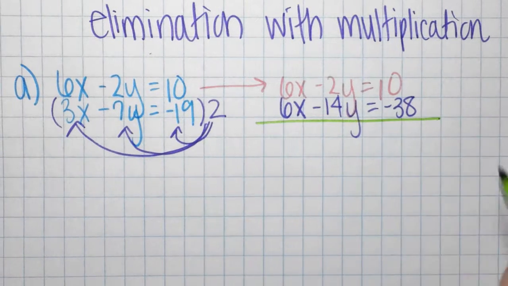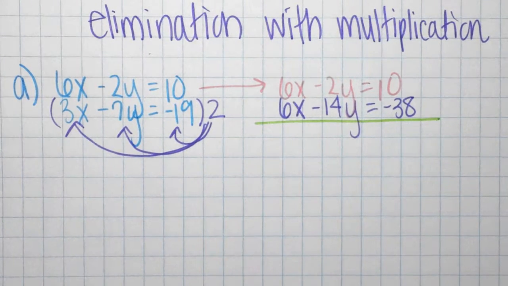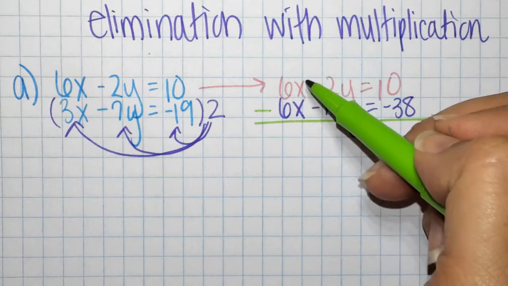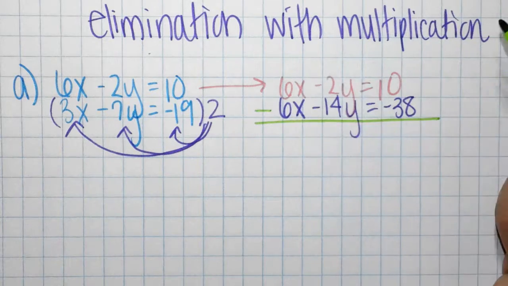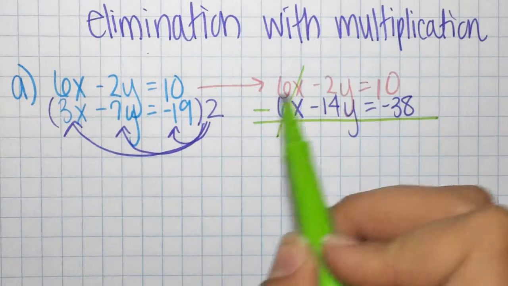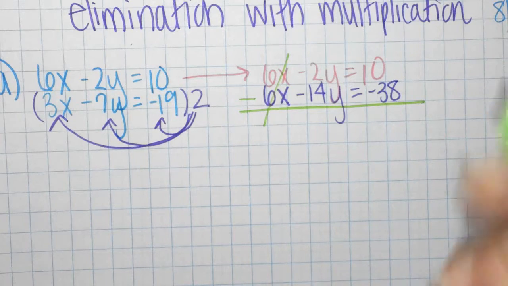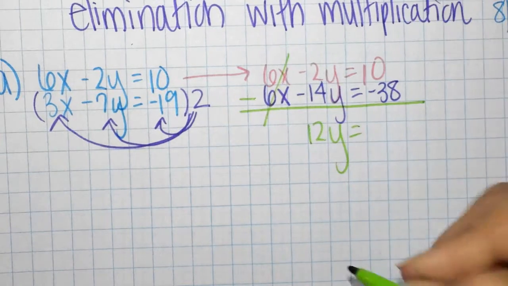Yes. And are we going to eliminate x or y? Take a point. All right, Alexis, if I have 6x minus 6x, what happens to this x? And can you tell me what negative 2 minus negative 14 is, without someone else telling you? 12. Negative 12. Sorry. Take a point.